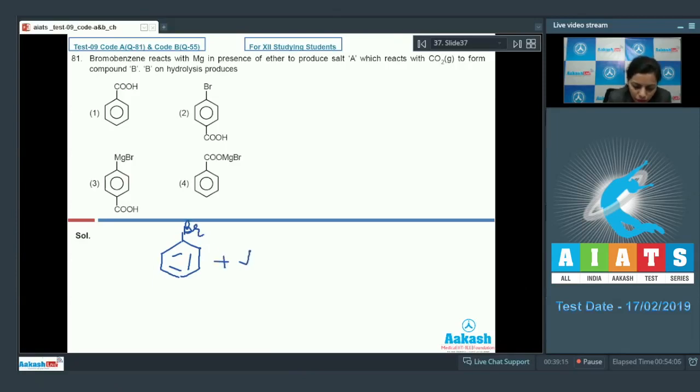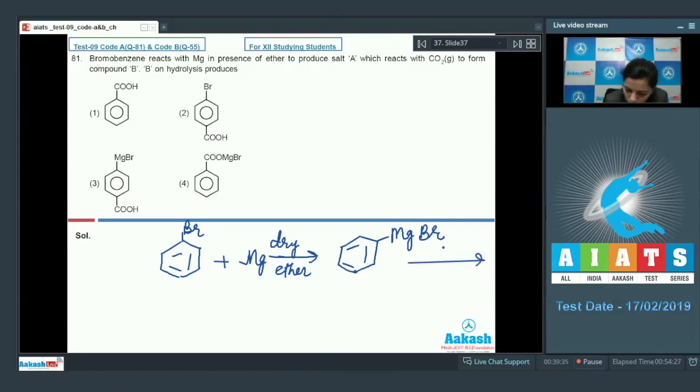It is reacting with Mg. It means this is a reaction just taking place in the presence of dry ether. That's why it's a formation of Grignard reagent. Very well known reagent, that is this. Now what you are doing further, you are just adding this, mixing this with carbon dioxide. There is a reaction between these two and the next compound is formed, that is compound B.